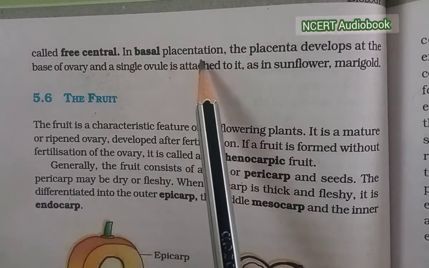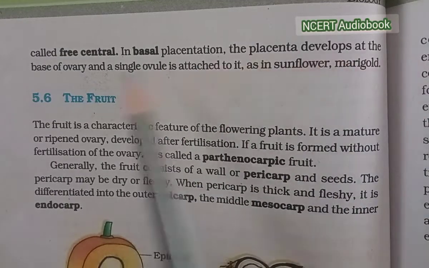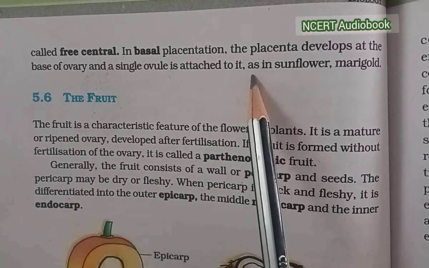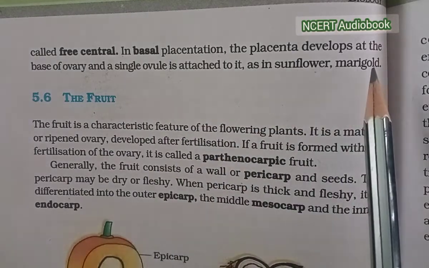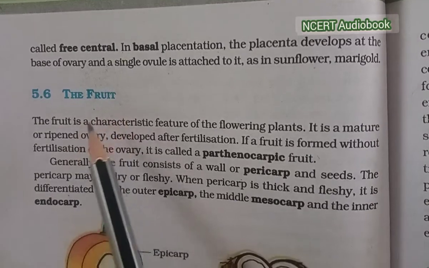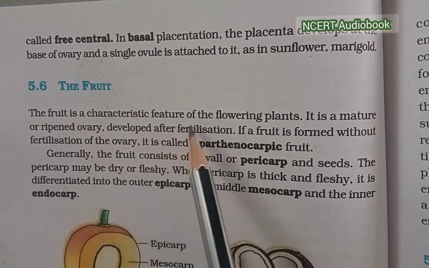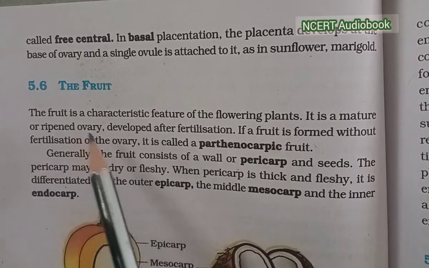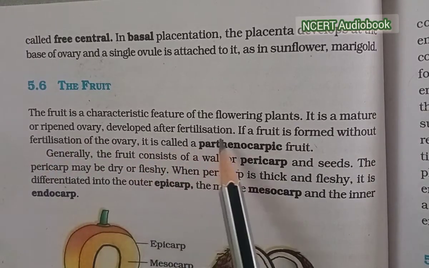In basal placentation, the placenta develops at the base of the ovary and a single ovule is attached to it, as in sunflower and marigold. The fruit. The fruit is a characteristic feature of the flowering plants. It is a mature and ripened ovary developed after fertilization.